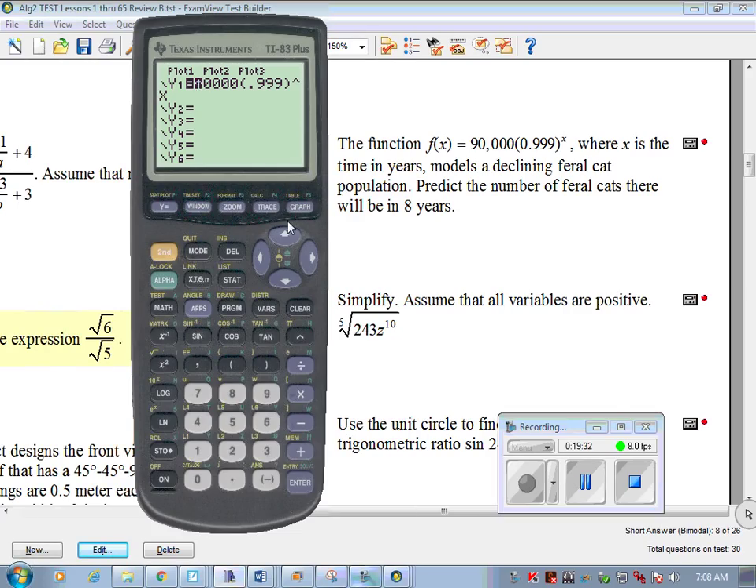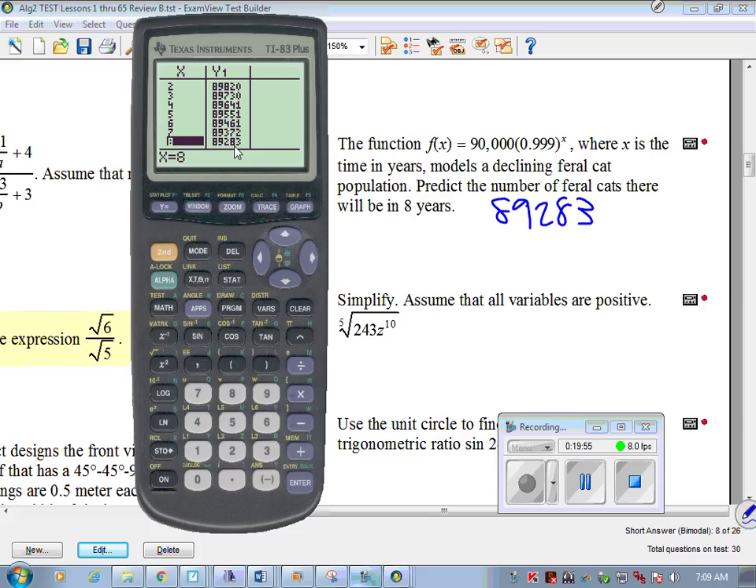All right, so we're going to hit that second graph again. We can't see what we need to see. We just want to see how many cats are going to be in 8 years. In our case, x represents that. So if you'll notice, our answer is 89,283 cats. Okay, that is our answer.